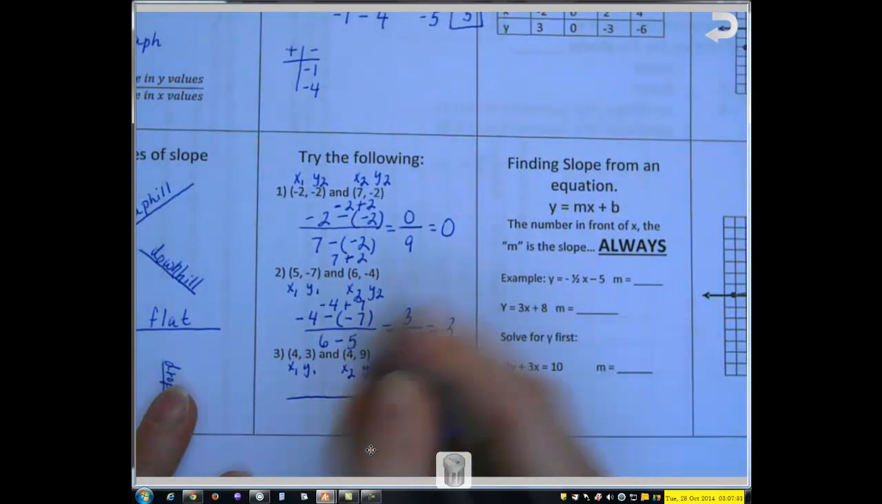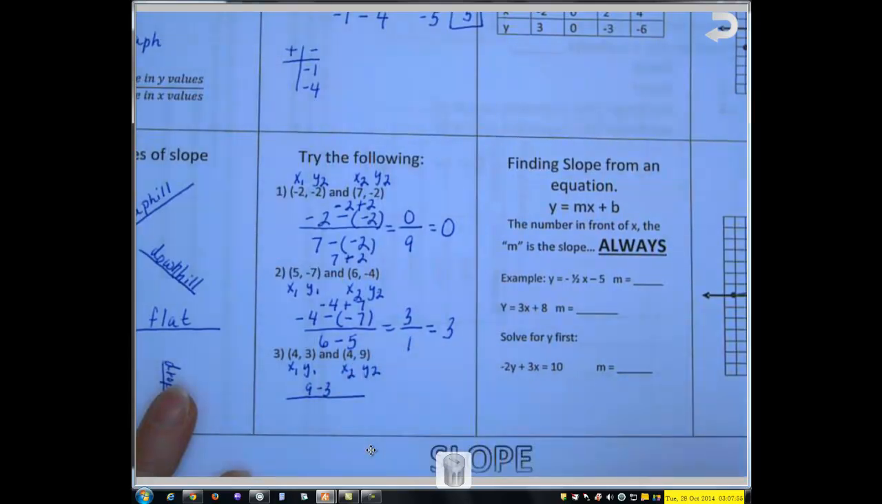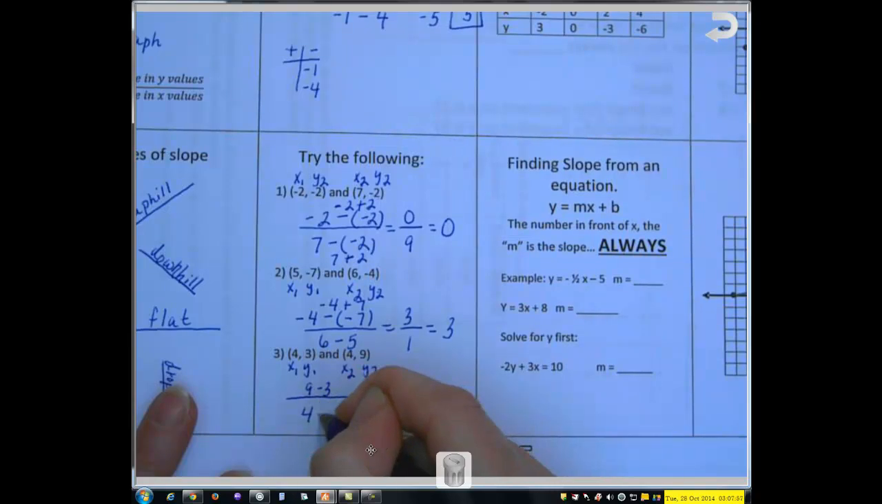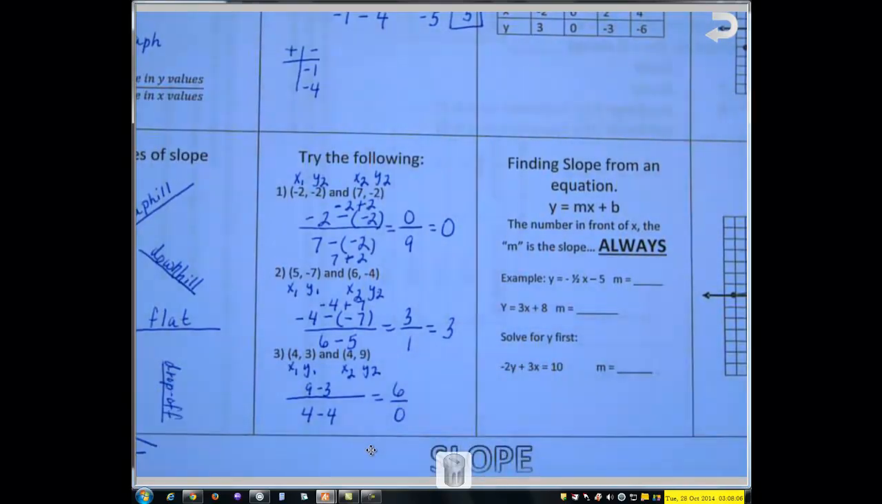So y2 minus y1 would be 9 minus 3. x2 minus x1 would be 4 minus 4. 9 minus 3 is 6. 4 minus 4 is 0. Now notice how we have a 0 on the bottom of the fraction.